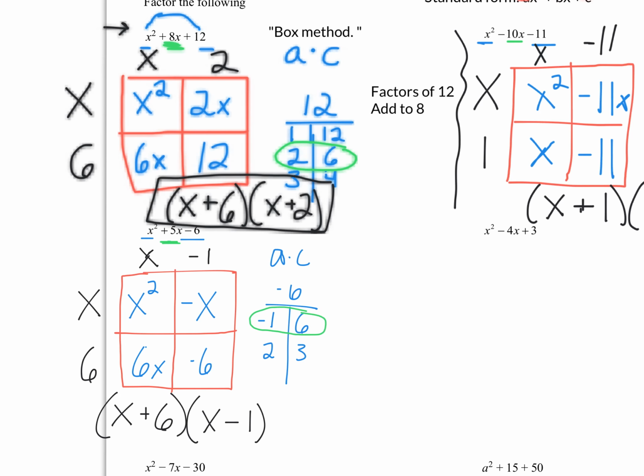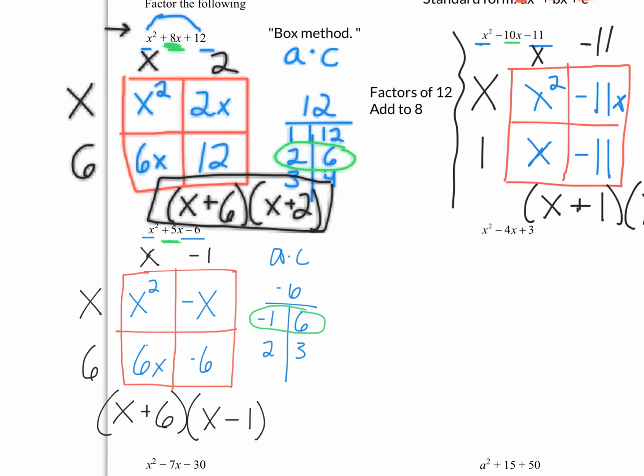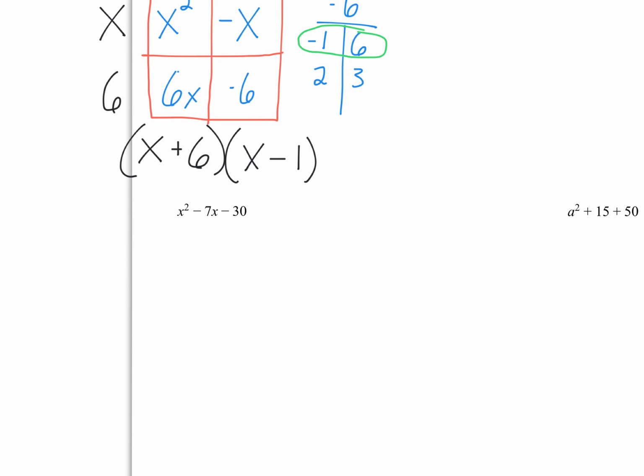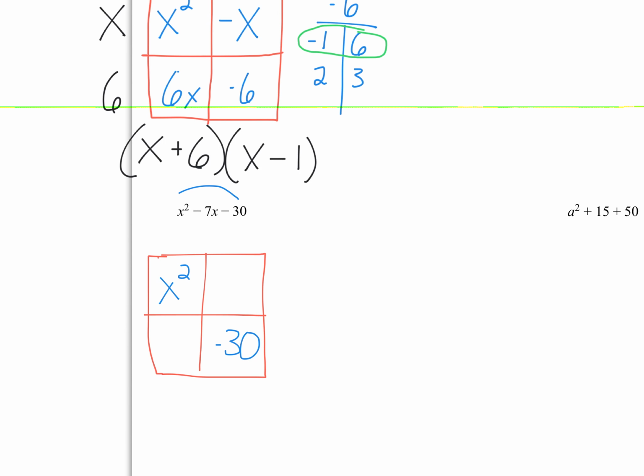So the last one I want to do, and the last one that's on your notes of these 4, is actually this one down here. So let's look at this trinomial. We know it's 3 terms, so we're going to use the box method. First term, x squared. Last term, -30. Well, we know we need to multiply a times c, multiply these two, to give us -30. We need factors of 30. So I'm going to start listing these.